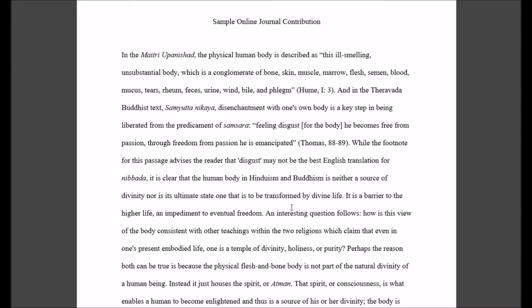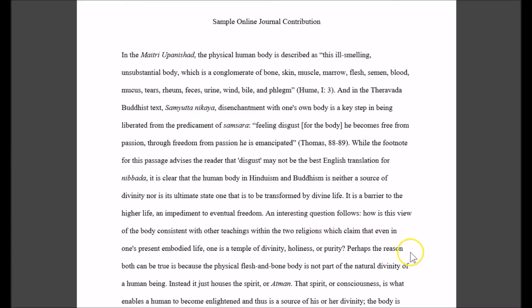Okay, so then she doesn't stop there, however. So she goes on to say more about the body. "It is a barrier to the higher life." Another way of saying divine life. "It is a barrier to the higher life, an impediment to eventual freedom." Okay, notice there's a repetition there of barrier and impediment. Those are kind of the same things, but she's saying two different things. So it's a barrier to the higher life or divine life, and it's an impediment to eventual freedom. Right? So that's a specific quality of the higher life. Okay, so that's a pretty good sentence. And notice also, it's a short sentence that follows a complex sentence. Also good.